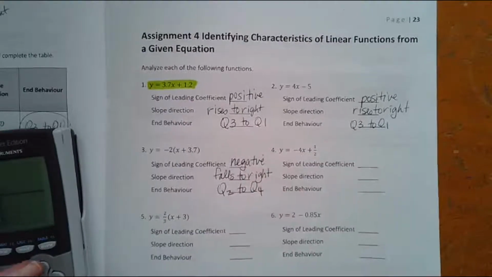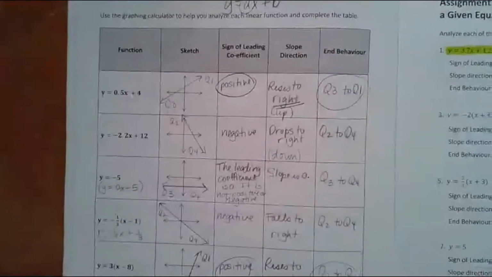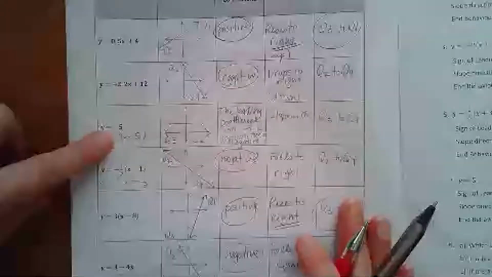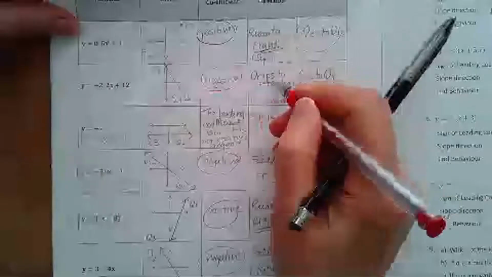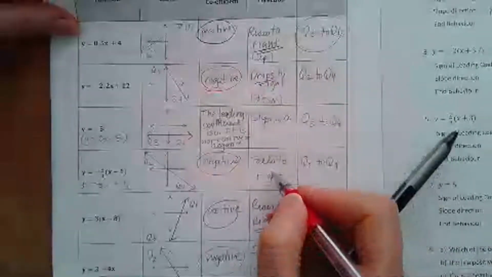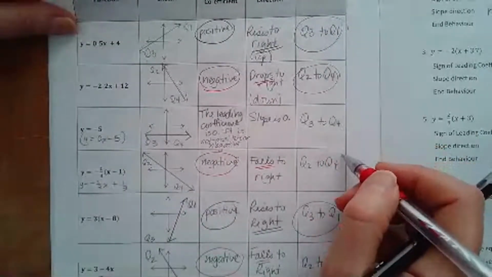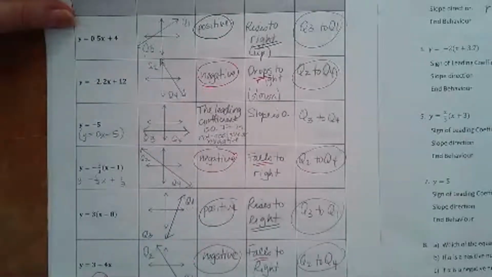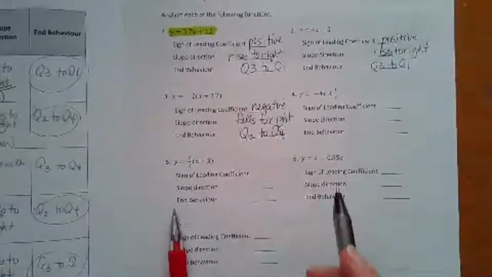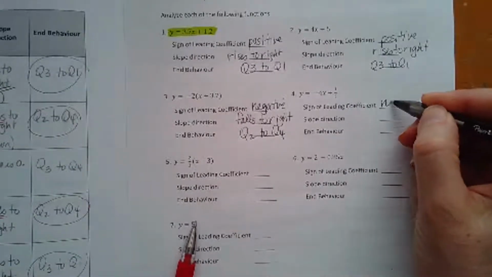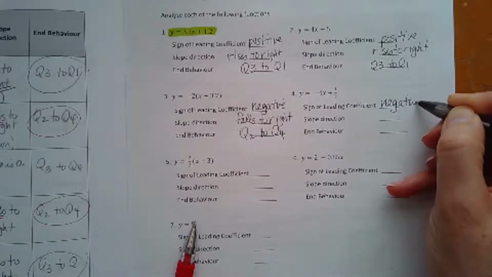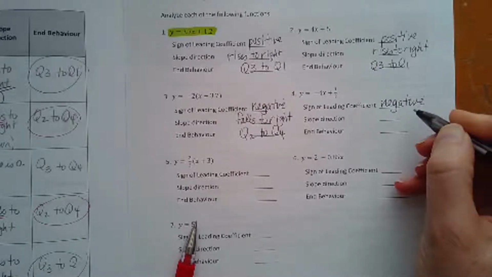All right, so here, if you look at the ones with all the negative, dropped. Drop or fall means the same thing, and they were all quadrant 2 to quadrant 4. Right? So any graph that falls starts in 2 and ends in 4. So 2 to 4. So this one, another negative. The same rules apply, right? Slope direction is falls to the right.